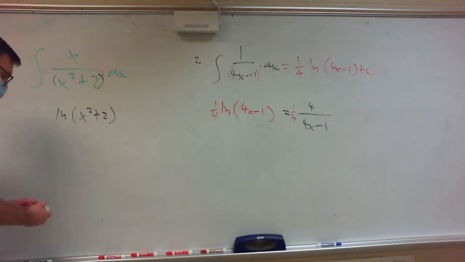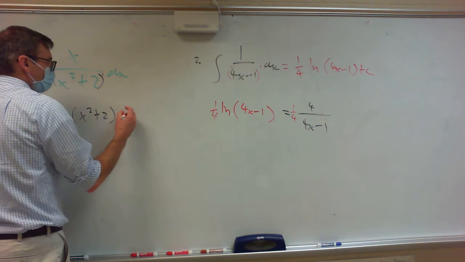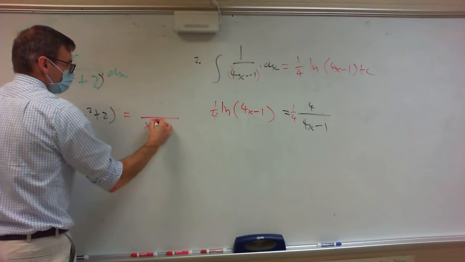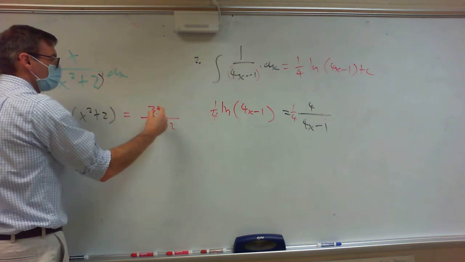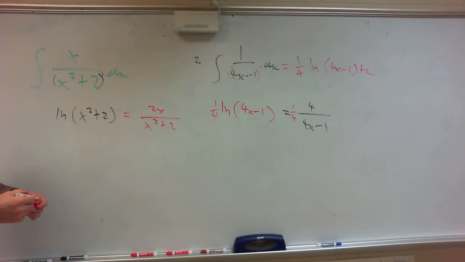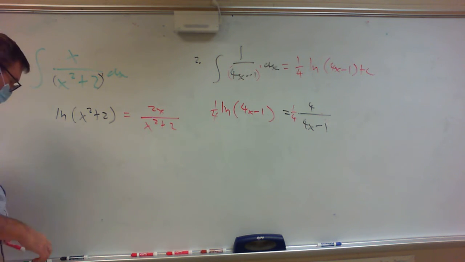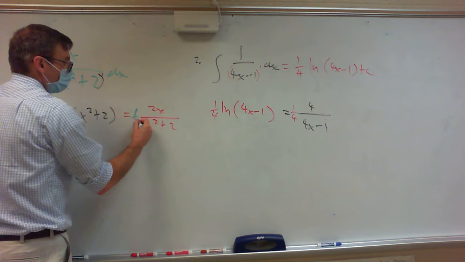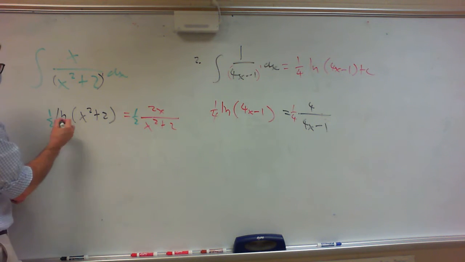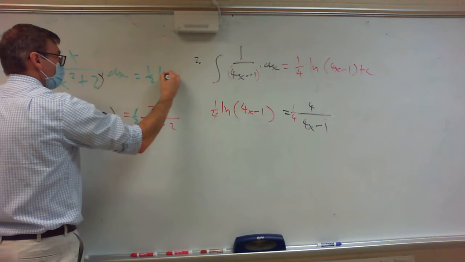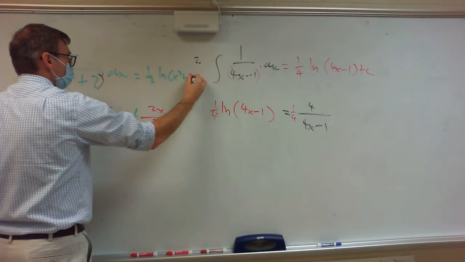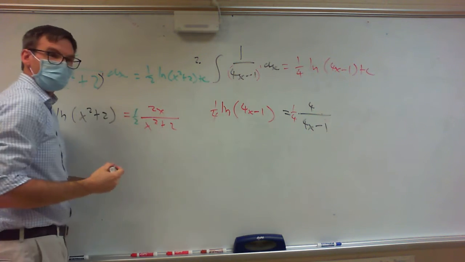You're off by 2. So when I take the derivative, I'm going to get x squared plus 2. What goes on top? 2x. Does this match this? No, what do I have to do? Divide by 2. I got to divide or multiply by 1/2, right? So I multiply by 1/2. And so my answer is going to be 1/2 natural log of x squared plus 2 plus c.